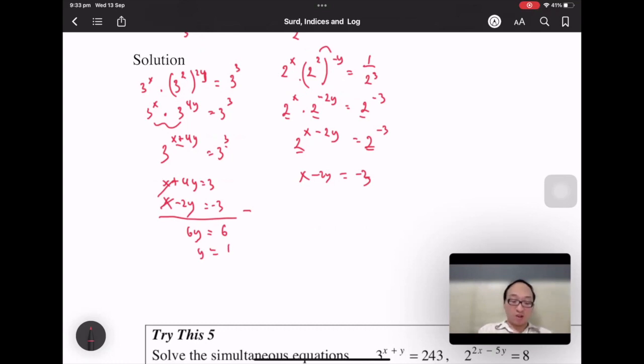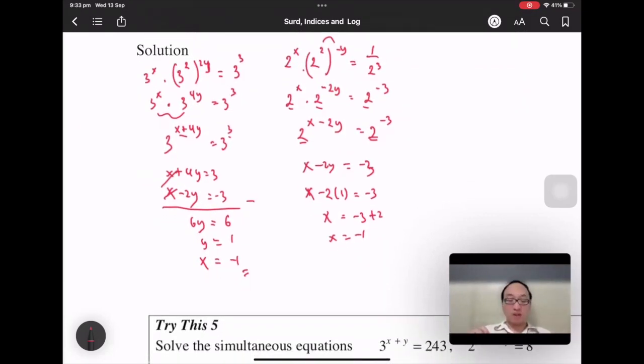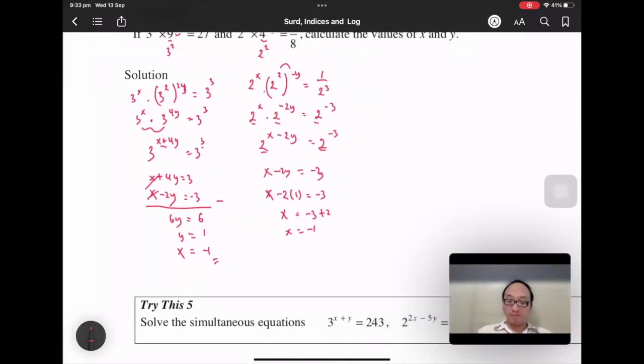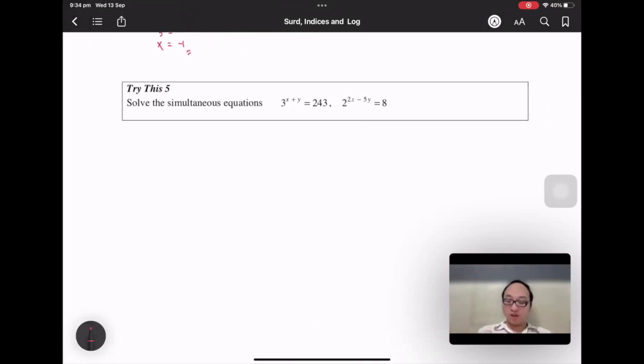And then to find x, we can just substitute it into one of them. So y equals 1, I can put it here. x minus 2 times y equals negative 3. This is x here. So x equals negative 3 plus 2, x equals negative 1. So that's all the values of x and y. We can try this for practice.